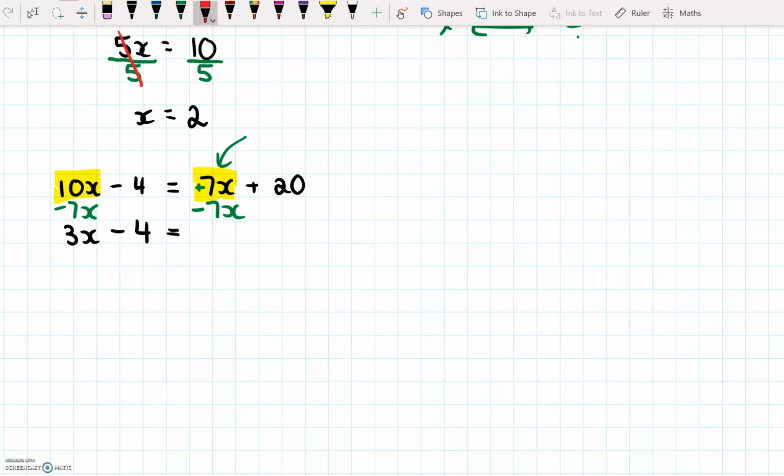Is equal to, so we have plus 7x and minus 7x. They cancel out, they become 0. So we just have 20 over here.